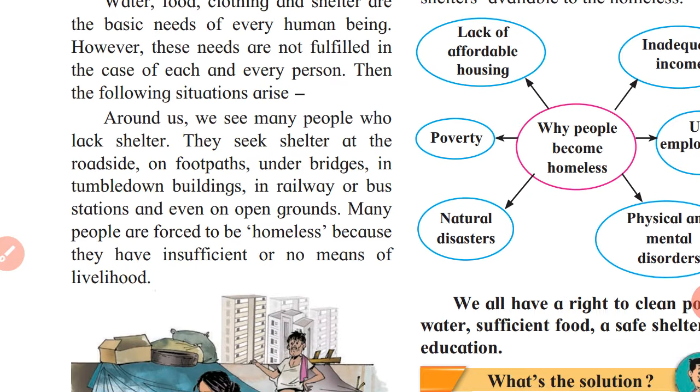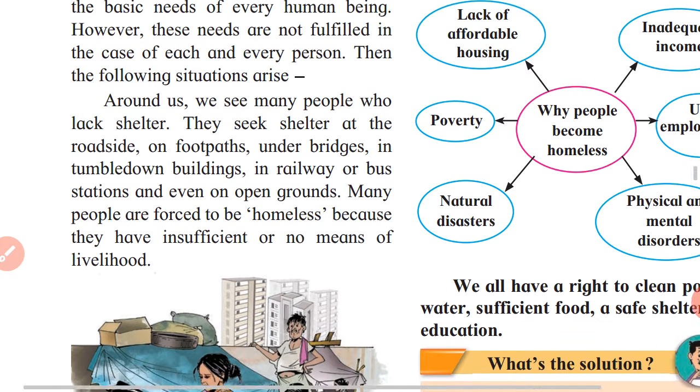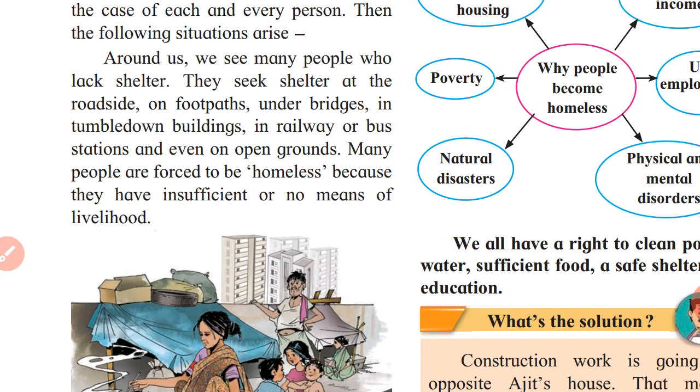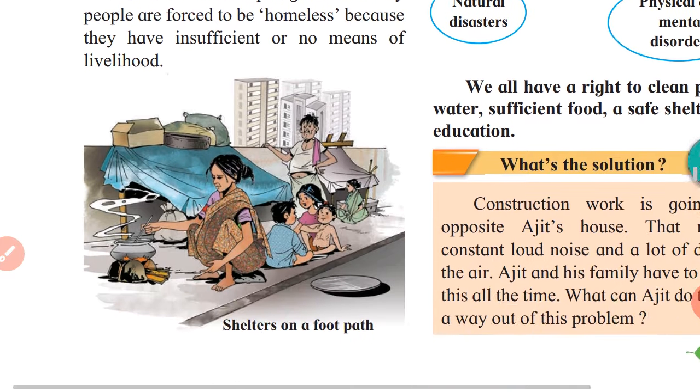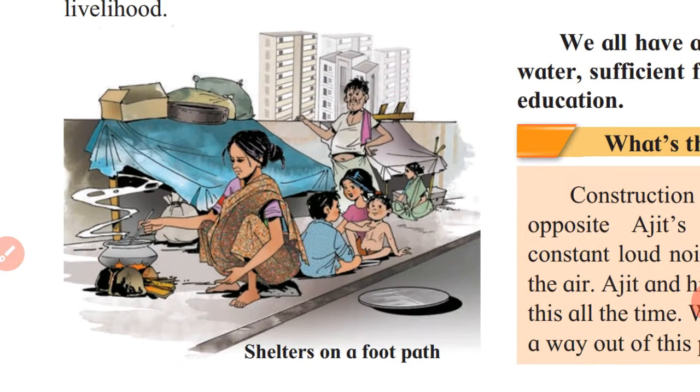Around us, we see many people who lack shelter. They seek shelter at the roadside, on footpaths, under bridges, in tumbledown buildings, in railway or bus stands, or even on open ground. Many people are forced to be homeless because they have insufficient or no means of livelihood. Now see, here one picture has been given in your book: shelter on the footpath.